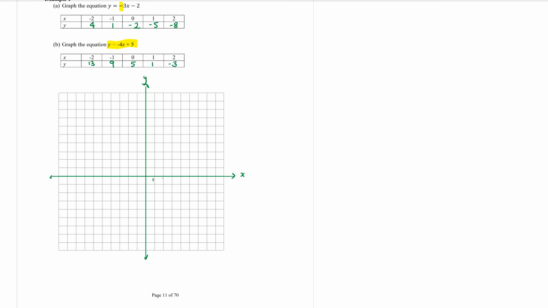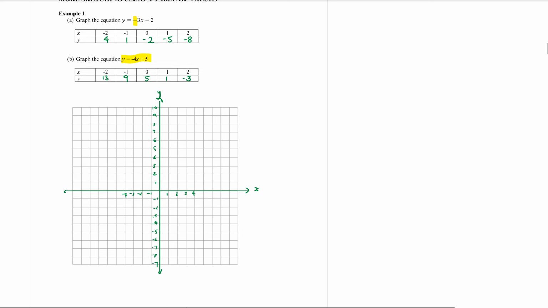Counting up, 1, 2, 3, 4, that's plenty. Minus 1, minus 2, minus 3, and minus 4, that's plenty. Positive numbers going up. Negative numbers going down on the lines. Okay, so let's plot them now.